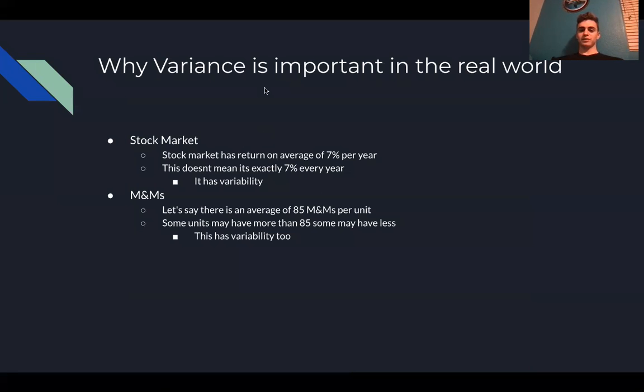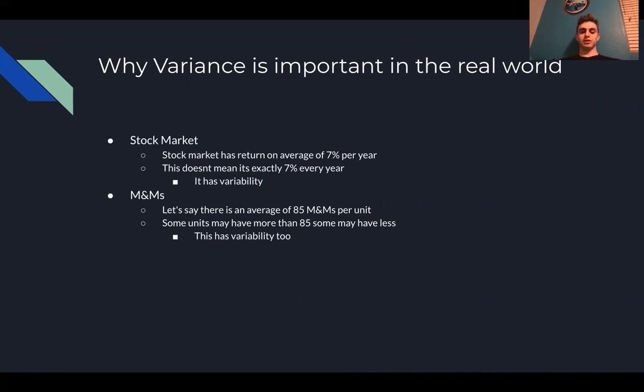So why is variance important in the real world? Variance is the measure of variability. So an example would be the stock market. The stock market has a return on average of 7% per year. Now, this doesn't mean every single year that you're going to get 7% of the stock market. It's going to be 6.5%. It could be 10% one year. But the difference is a measure of variability. And that's what we use variance for.